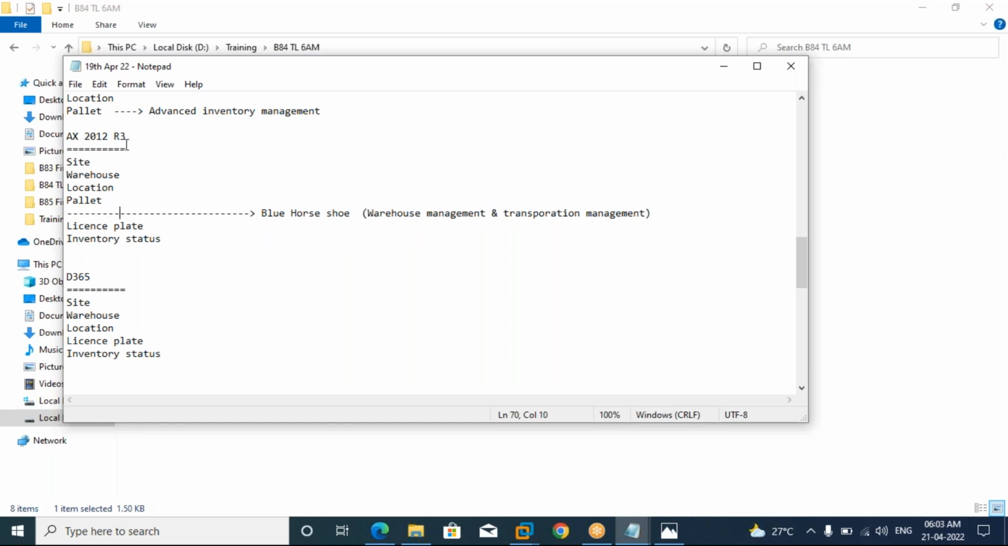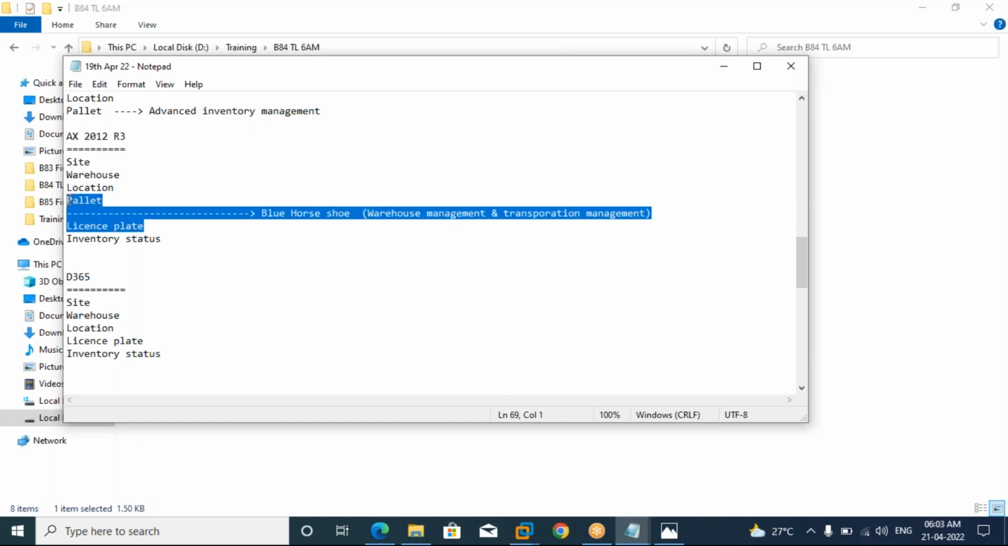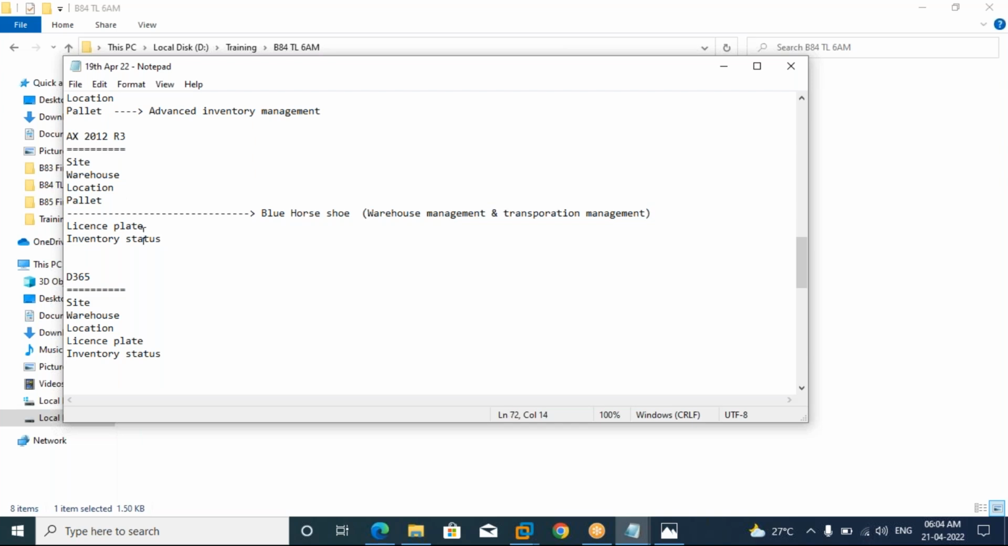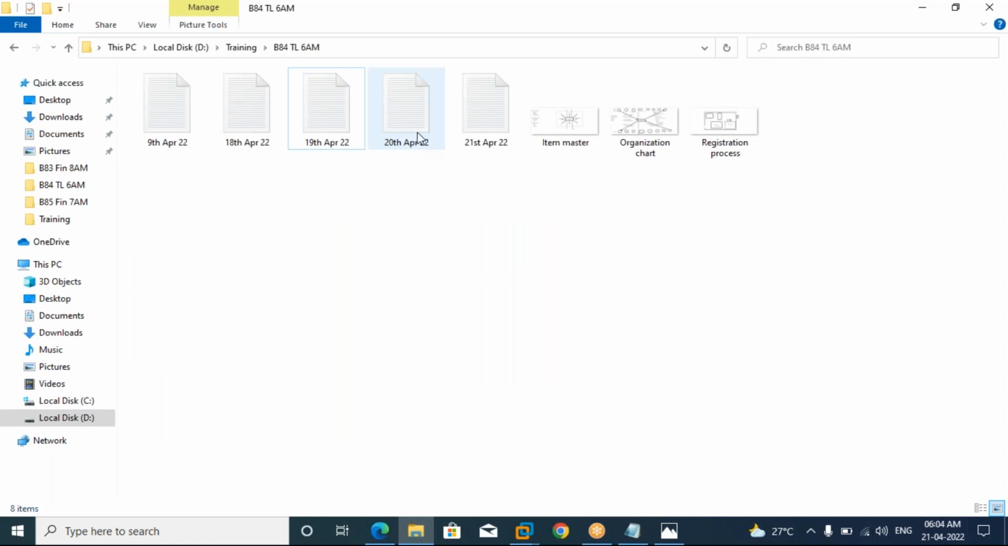So in AX 2012 R3, you can use pallet ID or license plate. Either one only you can use. You cannot use both at a time. If you want to use both, it is not possible. Either you can use pallet ID or license plate. At that time, Microsoft clearly informed that the pallet ID related module, advanced inventory management, would be deprecated in D365. That's what they told, and they have deprecated it in D365.